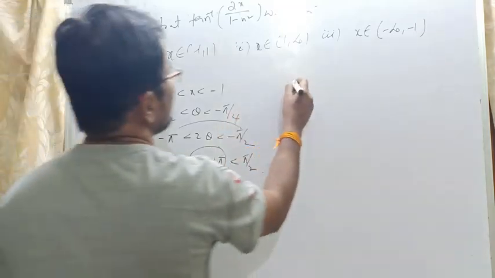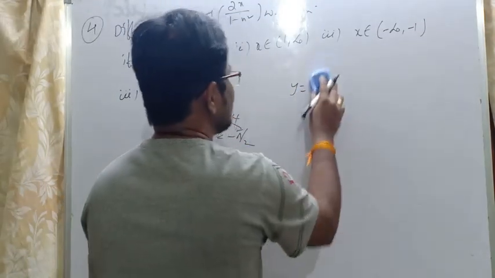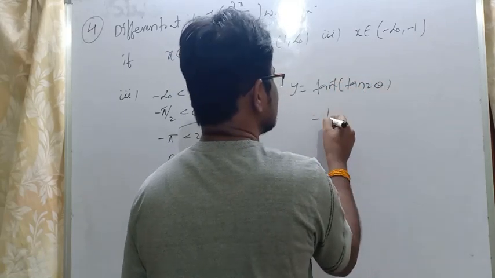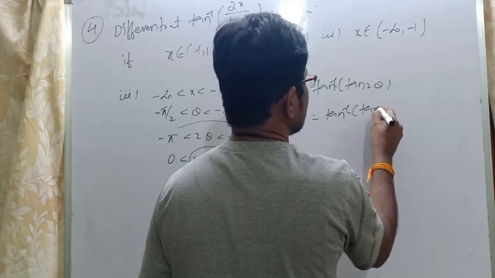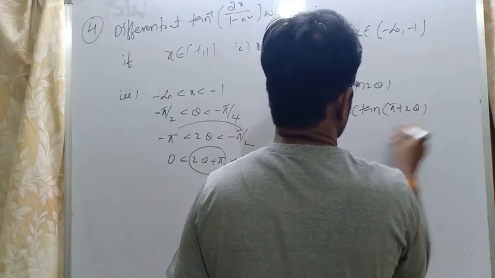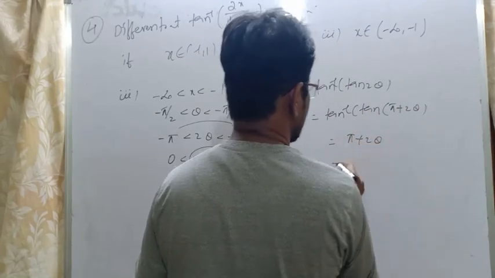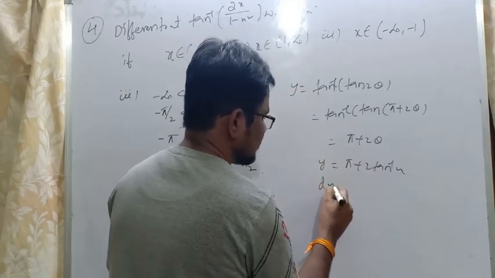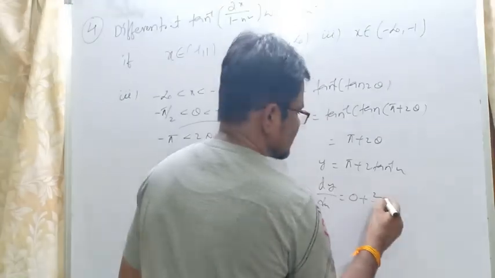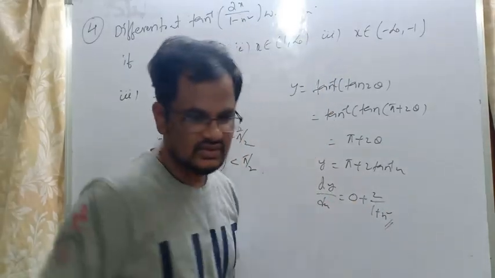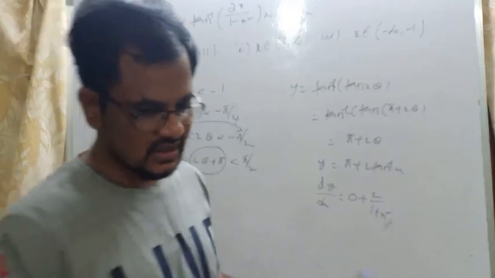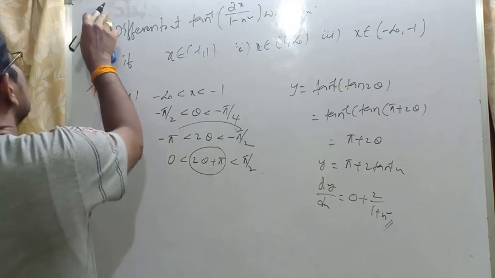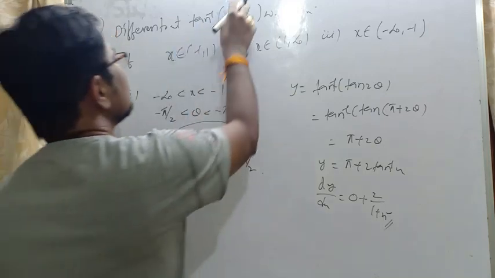So that's why y equal to tan inverse of tan 2 theta, that is equal to tan inverse of, 2 theta replaced by pi plus 2 theta, that is equal to pi plus 2 theta. So pi plus 2 tan inverse x. This is y. Now dy by dx equal to, this is 0 plus 2 by 1 plus x square. So this is our answer. Okay, now this is the second, third one. Suppose fifth one, one problem I am giving as homework.